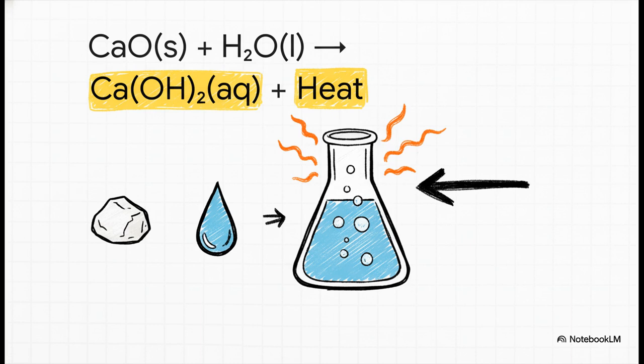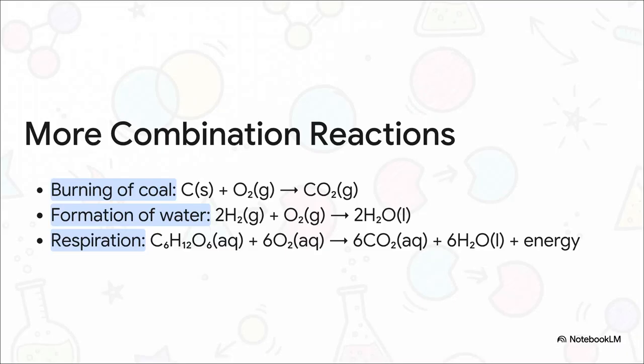We have calcium oxide, which is a solid, reacting with water, a liquid, and see what it forms? Just one single product, calcium hydroxide, which we call slaked lime. And notice that little plus heat at the end? That's really important. It shows that the reaction is releasing a lot of heat, and that's why the beaker felt so warm. You know, combination reactions are happening all around us.